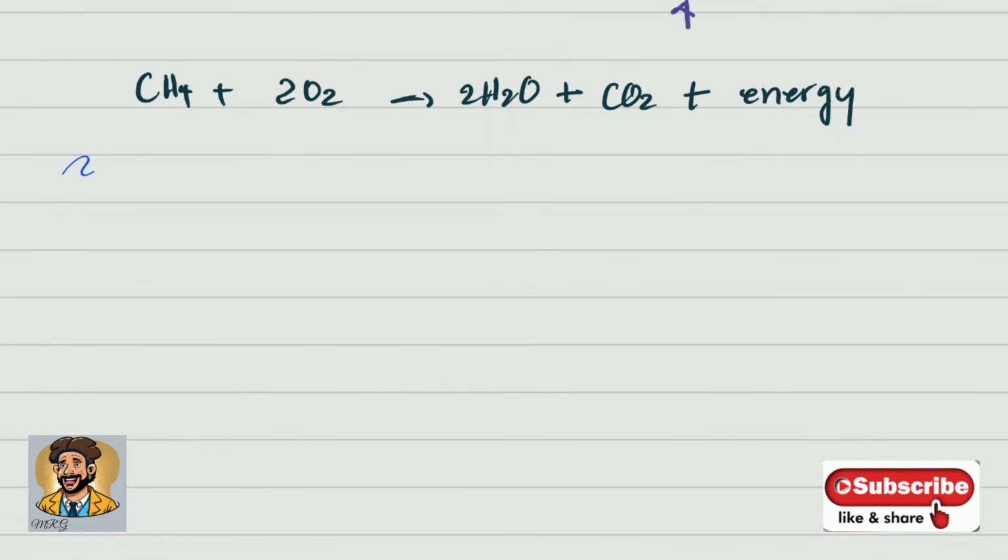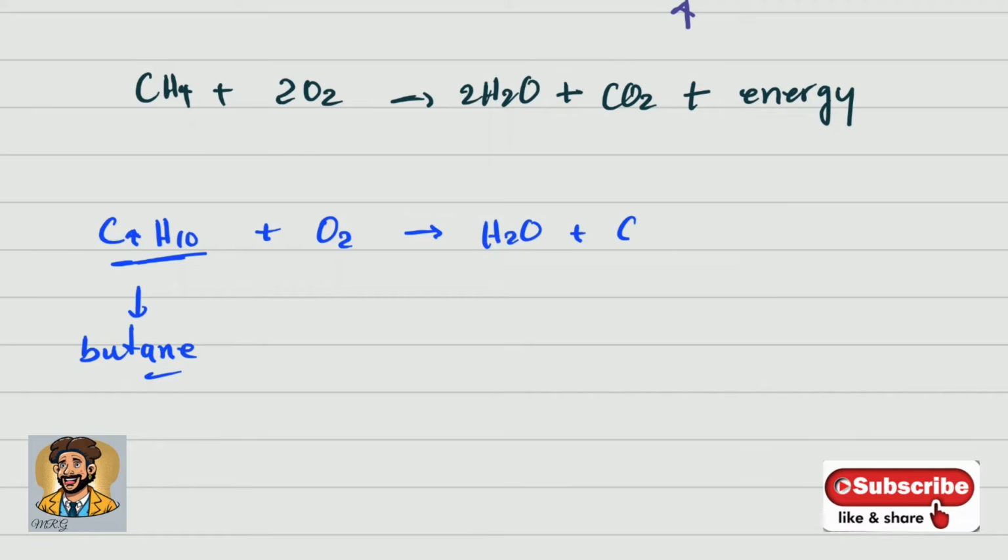Okay, let's look at another example. And this time we're going to work with butane. It's C4H10. That is butane. Let's write the name here. Butane. The name is not important right now, but it's always important to record. Plus oxygen. And this one will give you H2O plus CO2 plus energy.